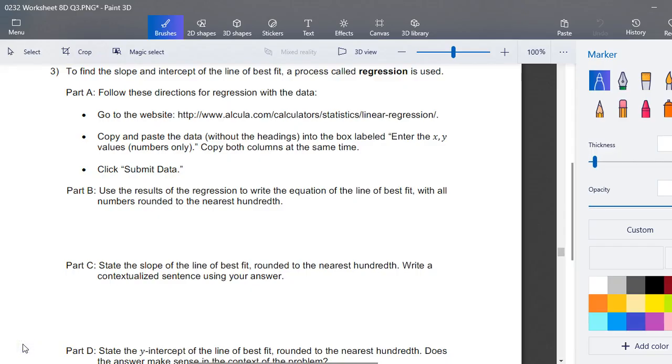Again, if you have not hit pause, this is a great time to hit pause and you complete question 3, even 3 and 4, and then come back and we'll work through these together.